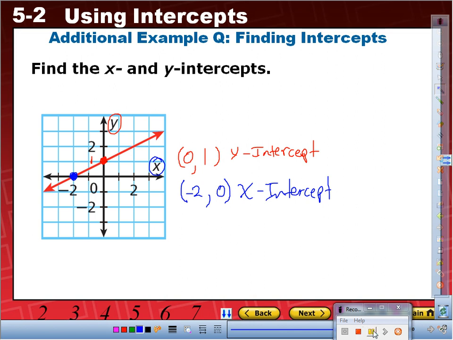Copy that, please. All right. So, when I ask you to identify the x and y-intercept, you're going to write your coordinate for your y-intercept and your coordinate for your x-intercept.